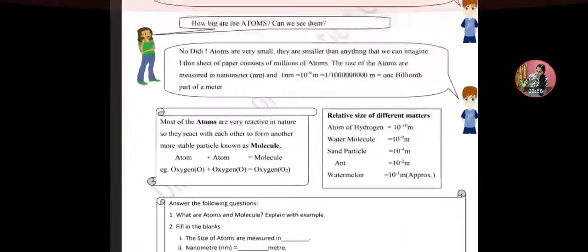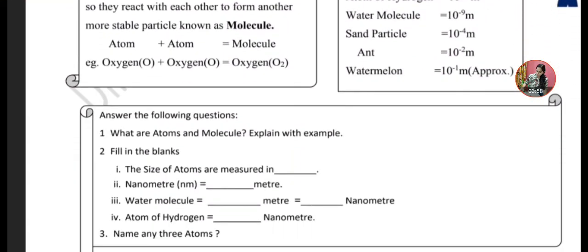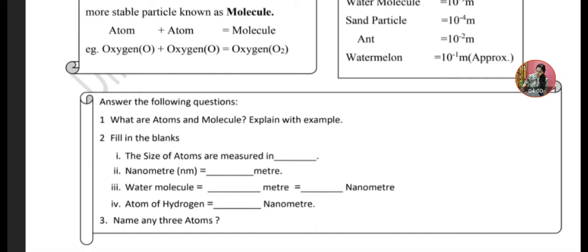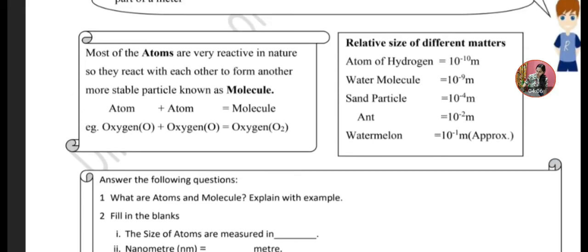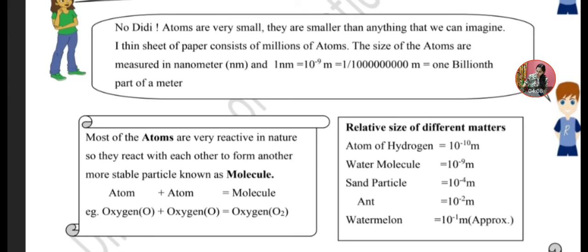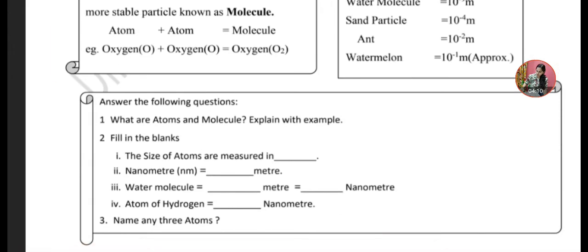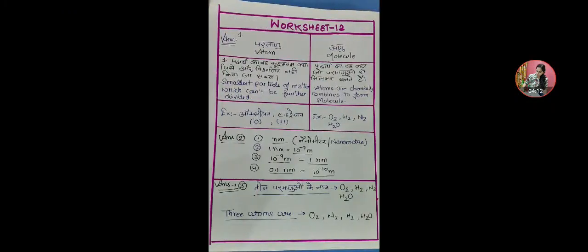Move on to our second question. Here we have some fill in the blanks, students. The size of the atoms is measured in, very good, nanometer. Second, 1 nanometer equals 10 raised to power minus 9 meter. Third, water molecule in meter and nanometer.